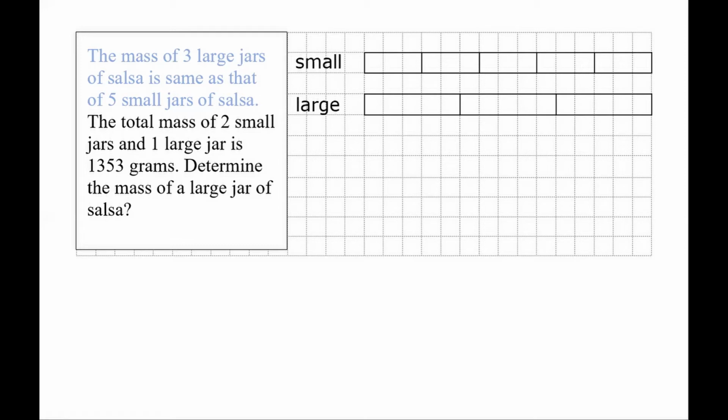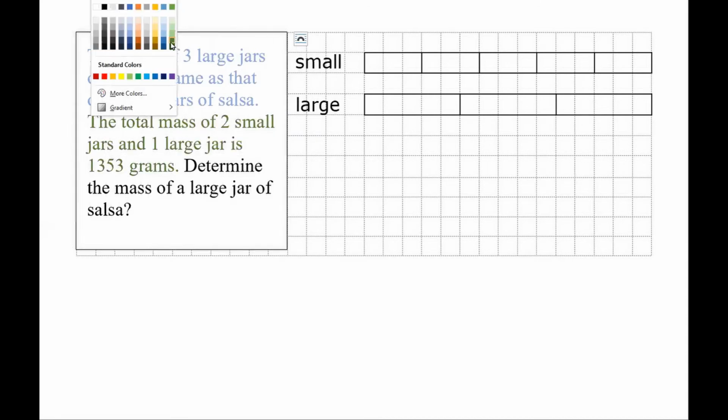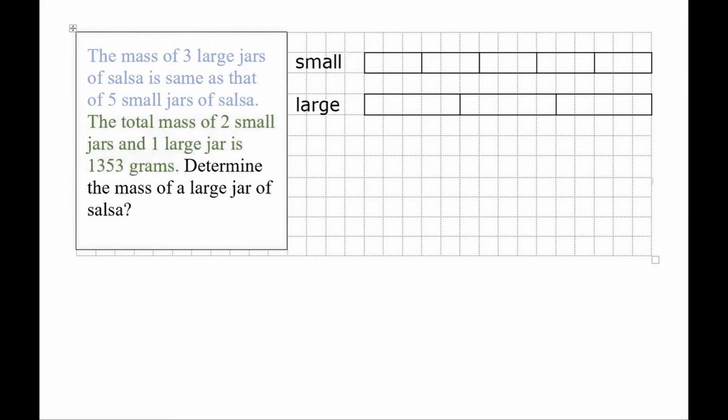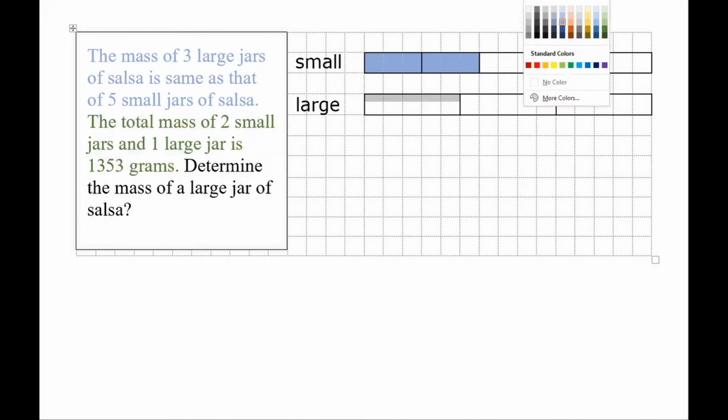Now, the question says that the total mass of 2 small jars and 1 large jar is 1,353 grams. Let's change this color to green. So 2 small jars, let's shade our 2 small jars here as follows. Let's shade them blue, and let's shade 1 large jar also blue. I'll tell you why I'm doing it.